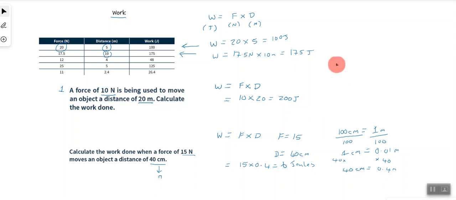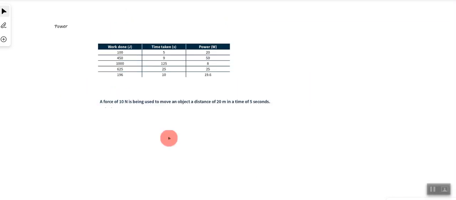So power is taking the work that's done and then determining the time it took to do the work. So that's what we mean when we're talking about power. If we write down our formula, power is equal to work done over the time taken. The work is going to be measured in joules, and the time is going to be in seconds.